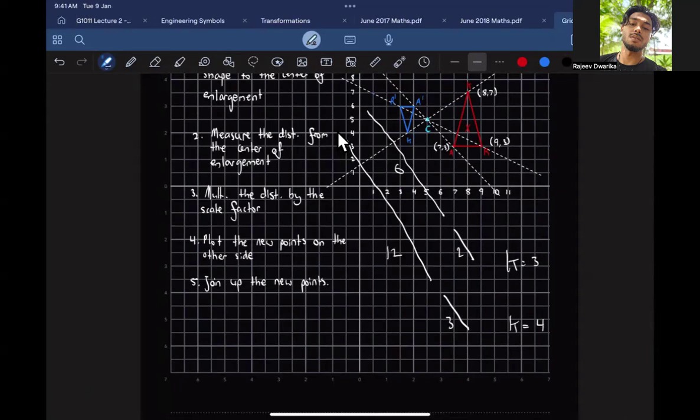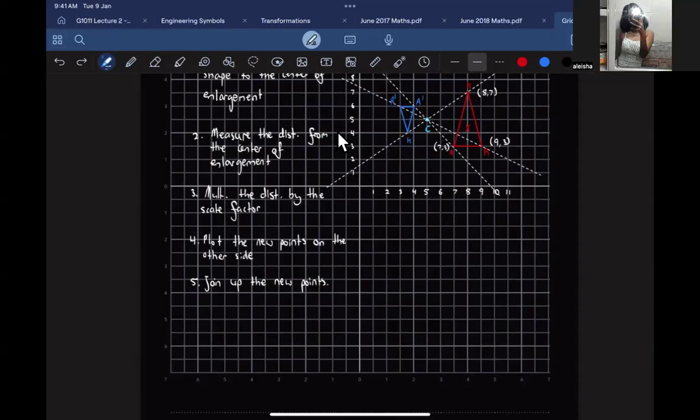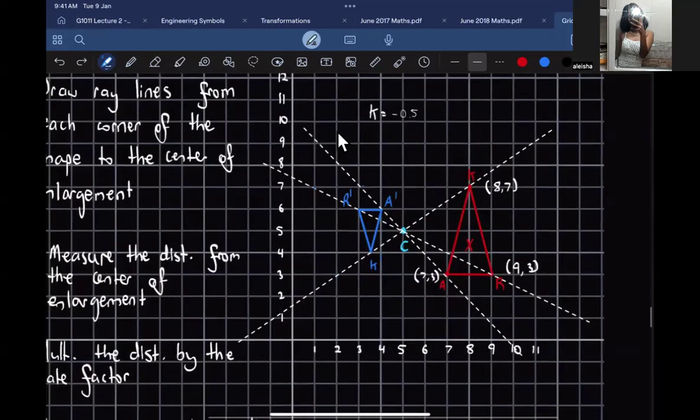So whatever your distance is that you measure, you're going to multiply it by the scale factor. That's what you're going to do. You see now, in this example, our scale factor was a fraction, a half. So obviously, if I multiply by a fraction, I'll be smaller. So that's why it was smaller over here.